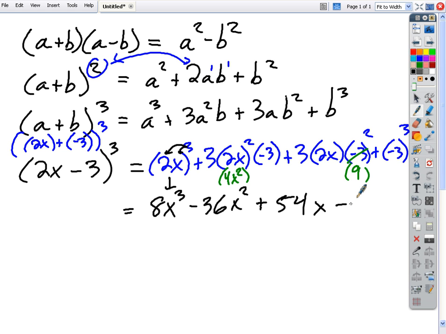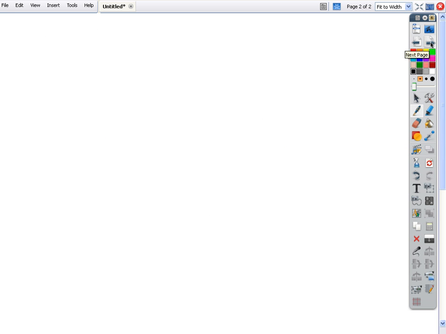Negative 27. There it is. Okay? Make sense? Okay, and after you do a few of those, they get a lot easier. All right, so that's 6-3. That's really all you're doing in 6-3. It's just those expansion patterns. No big deal.